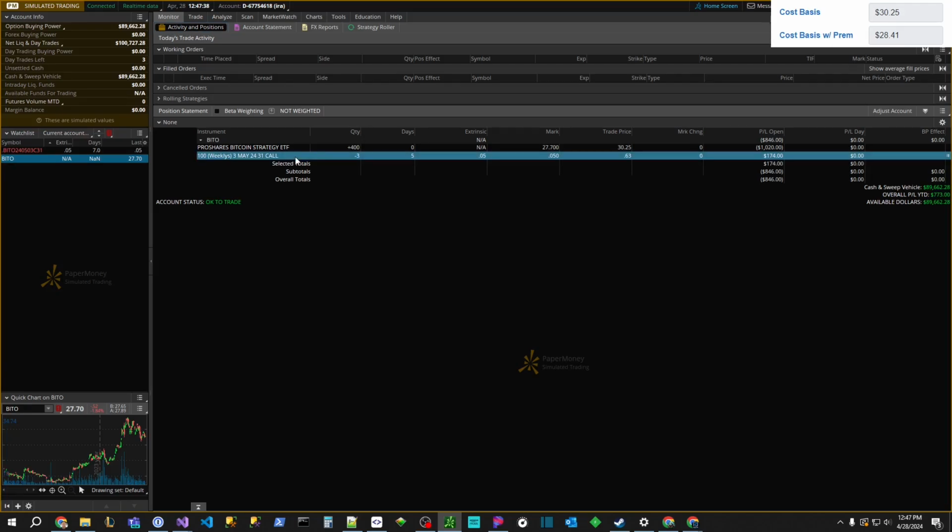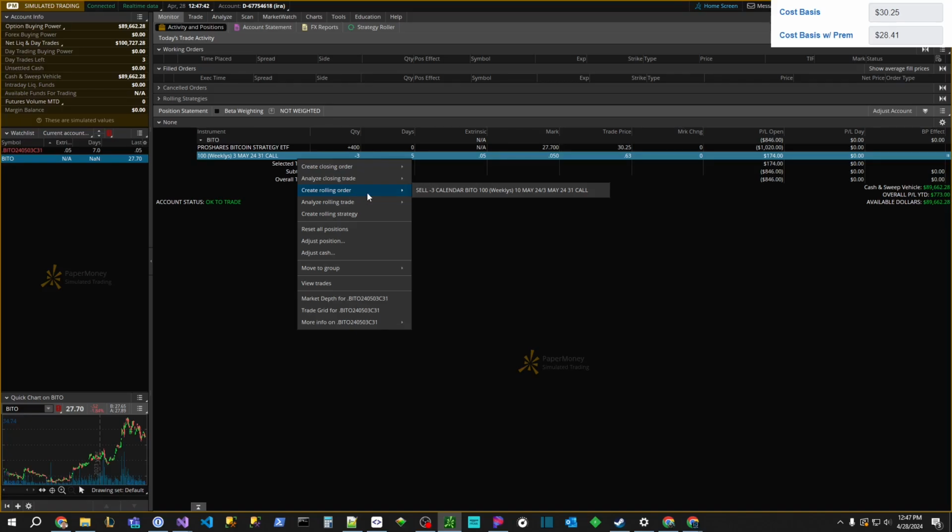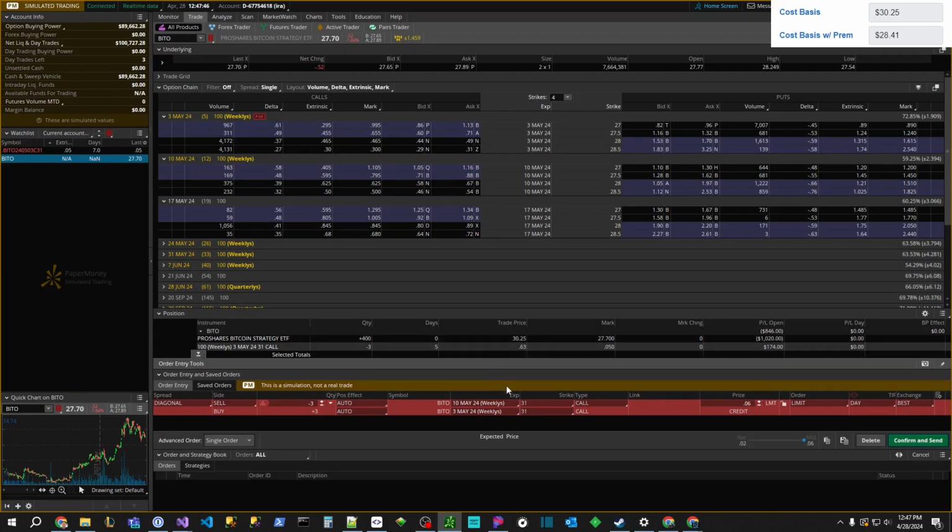So what you do is you left click on there to select the row, you right click on it and come down to create rolling order, and we're going to basically just roll it. And by default it rolls out a week, but we don't want to roll out a week at this strike price. We want to try and keep the expiration the same, so we come in here and change it back to May 3rd, and we want to lower the strike price to $30.50. So it looks like it is available, but you'll notice that it doesn't have any premium in it.